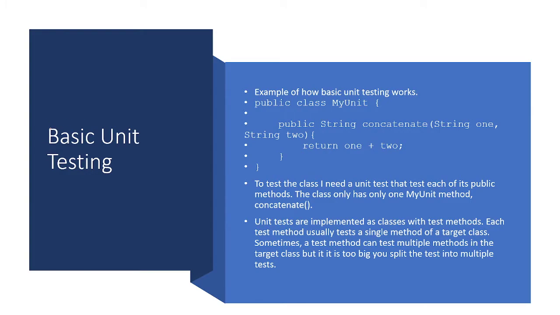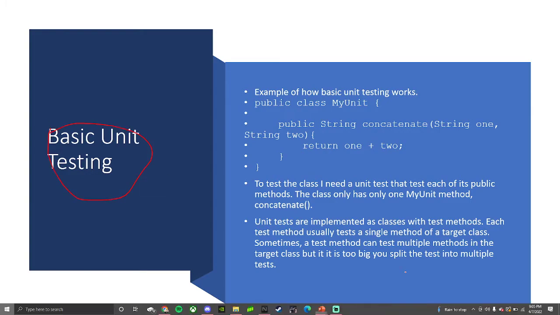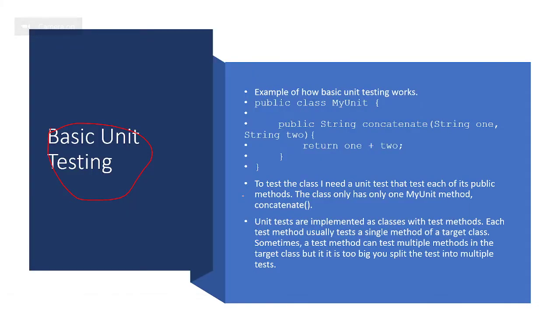So let's talk about basic unit testing. With basic unit testing, here's an example of how it works. We have public class MyUnit, and now we have public String concatenate(String string1, String string2), so we're concatenating these strings, we're just combining them. To test the class, I need a unit test that tests each of its public methods. The class only has one MyUnit method, concat. So we have concat.